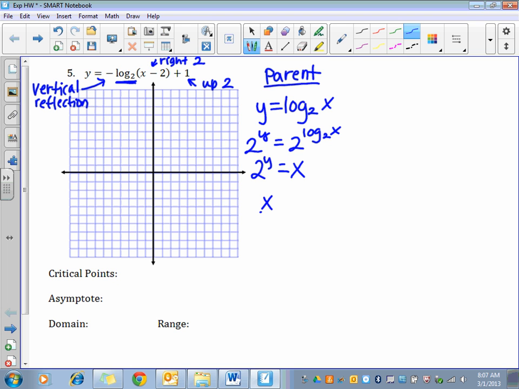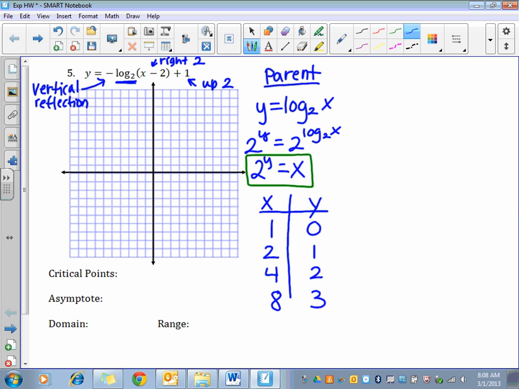Now I can make my t-chart. And if you notice from the way that this equation is written, it's going to be easier for me to substitute in numbers for y and then figure out what the x coordinate will be. So let's just use the numbers 0, 1, 2, and 3. 2 to the 0 power would give me 1. 2 to the first power gives me 2. 2 to the second power gives me 4. And 2 to the third power gives me 8. Now I have my parent function and its coordinates, so I'm ready to look at the transformations that are occurring.